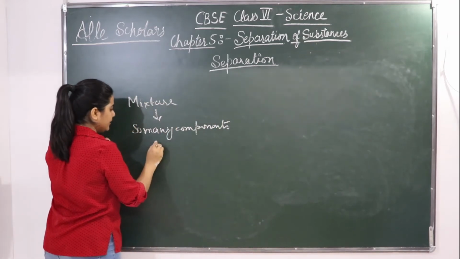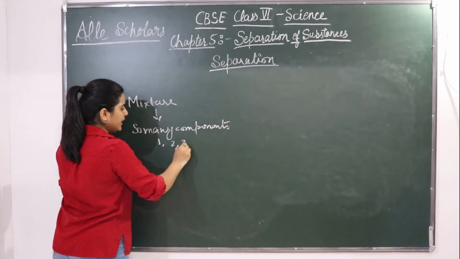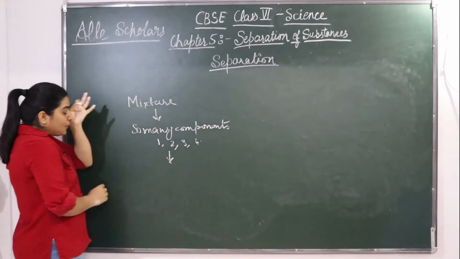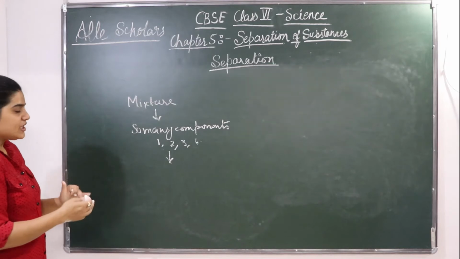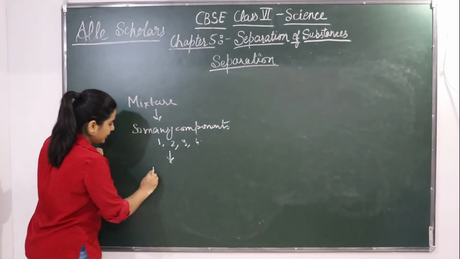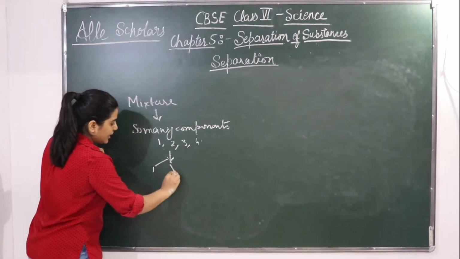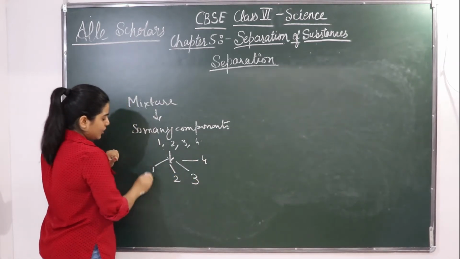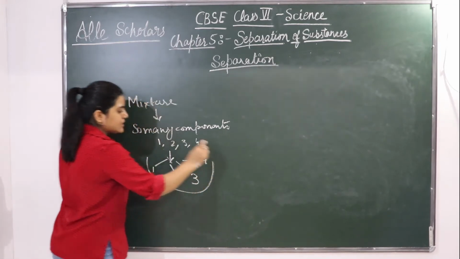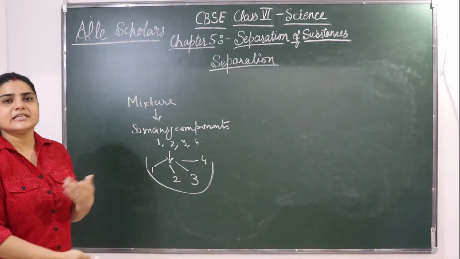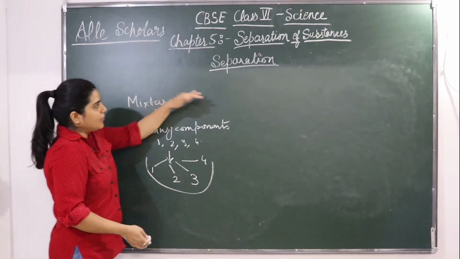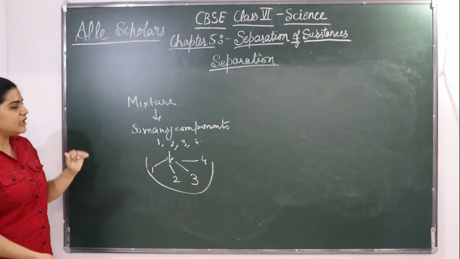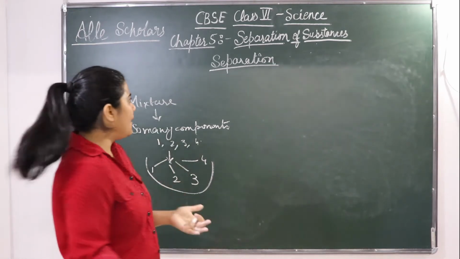Suppose component 1, 2, 3 and 4. 4 components का बना है. So we do separation. Separation में क्या है? वो component 1 को अलग separate करना है, component 2 को अलग separate करना है, component 3 को अलग और 4 को अलग. तो ये जो process है जिसमें सारे components किसी mixture के separate किए जाते हैं, उनको हम क्या बोलते हैं? Separation. So separation is a process of separating one or more components from a mixture.